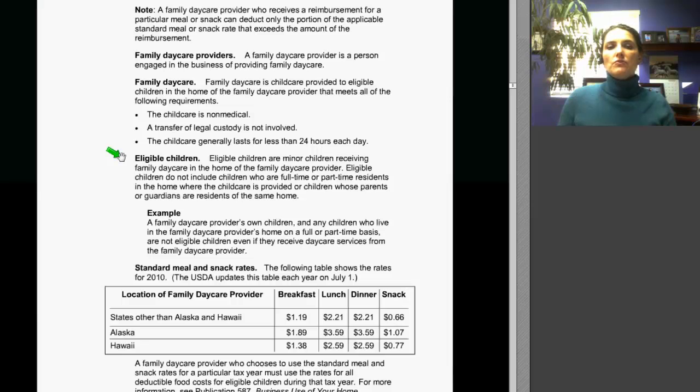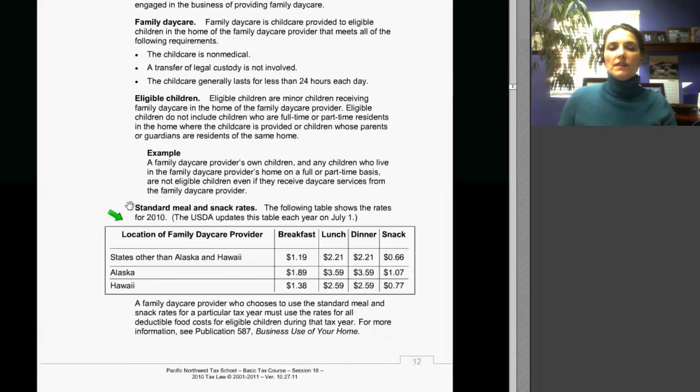Eligible children do not include children who are full-time or part-time residents in the home where the child care is provided, or children whose parents or guardians are residents of the same home. For example, a family daycare provider's own children and any children who live in the family daycare provider's home on a full or part-time basis are not eligible children, even if they receive daycare services from the family daycare provider.